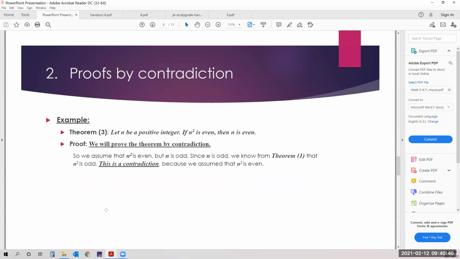Example, theorem 3: let n be a positive integer. If n squared is even, then n is even. Proof: we will prove the theorem by contradiction. So we assume that n squared is even, but n is odd. Since n is odd, we know from theorem 1 that n squared is odd. This is a contradiction because we assumed that n squared is even.